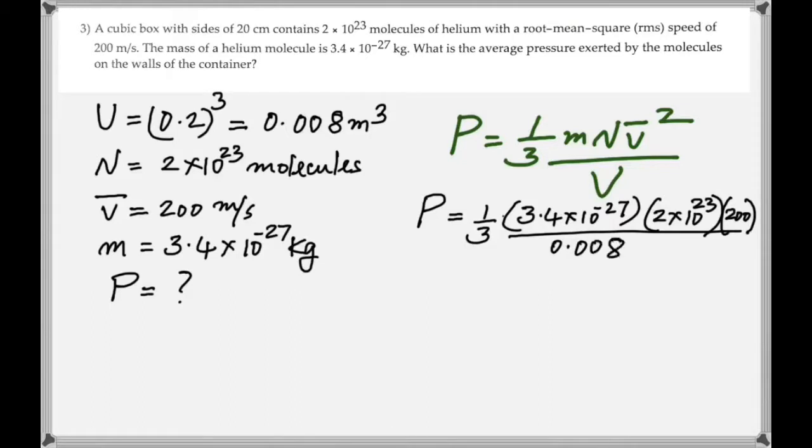Okay, you got to square the root mean square. Yep, square it and then divide by the volume. And you get 1.13 kilopascals. Can't ask a question that's simpler than that on the exam.